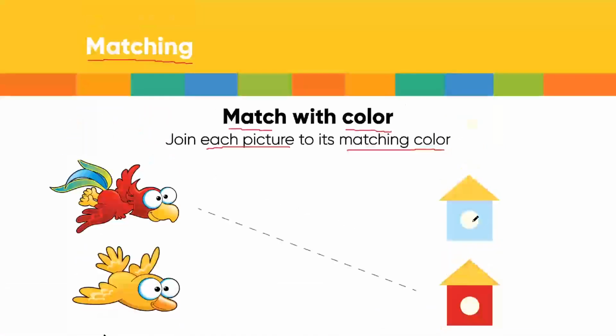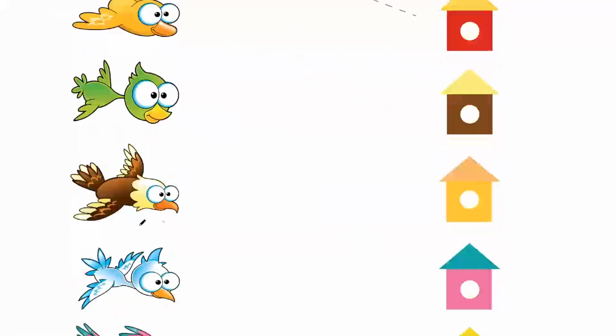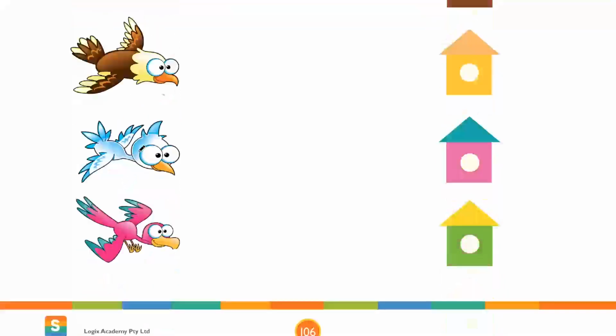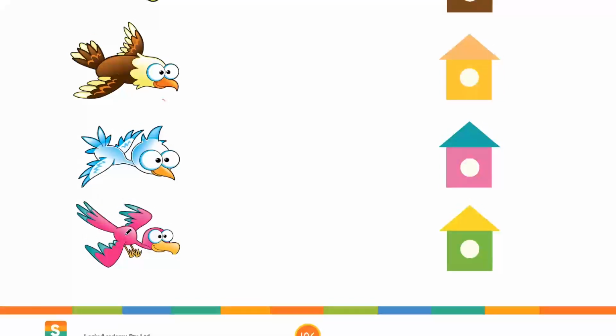And on the left side, you got these cute birds, each having a different color. For example, this bird is red in color. This one is blue in color. This one is green in color. And this one is brown in color. Here we have a blue in color again. And this one is pink in color.